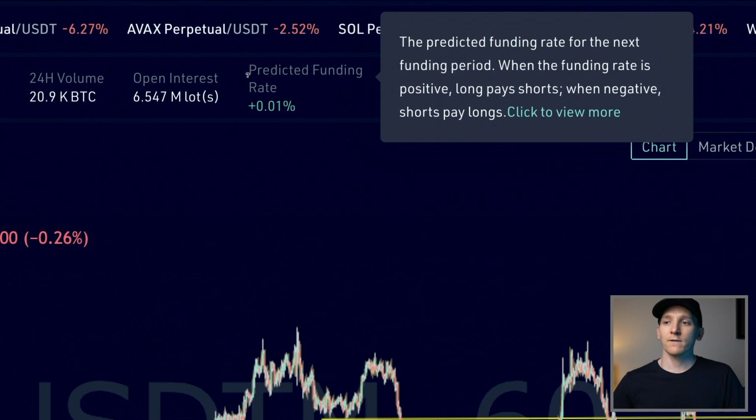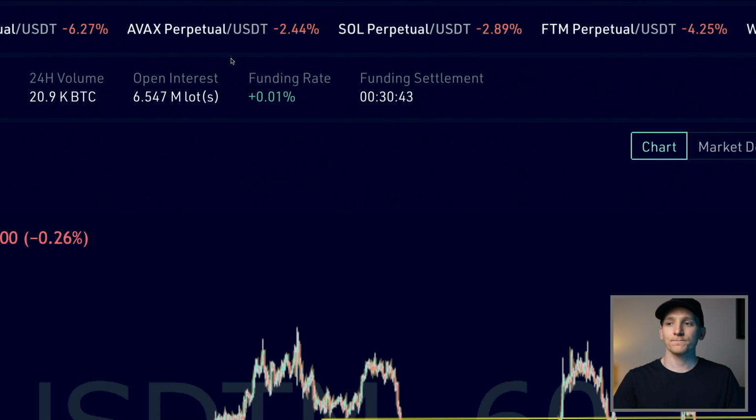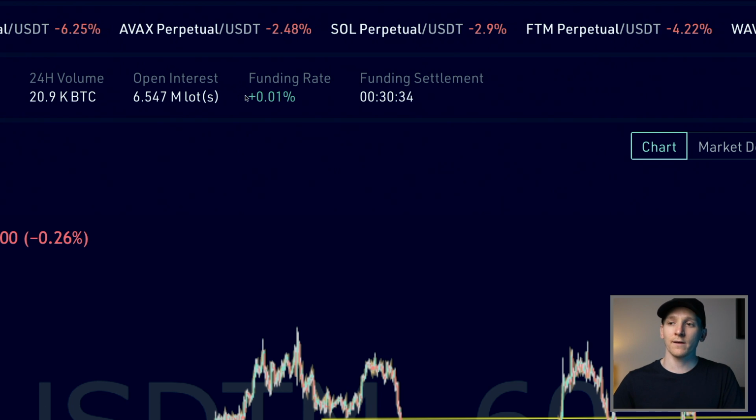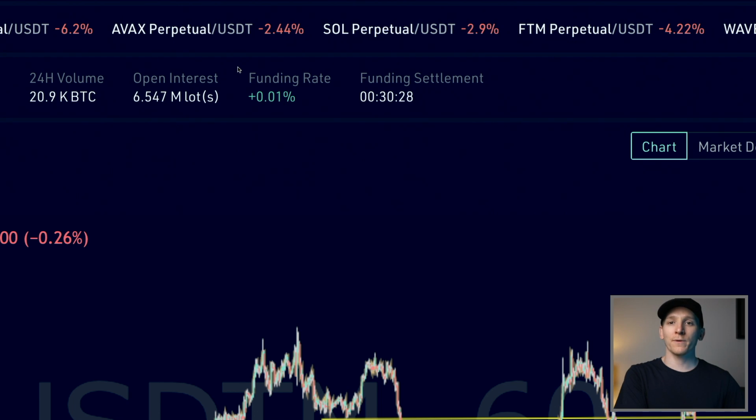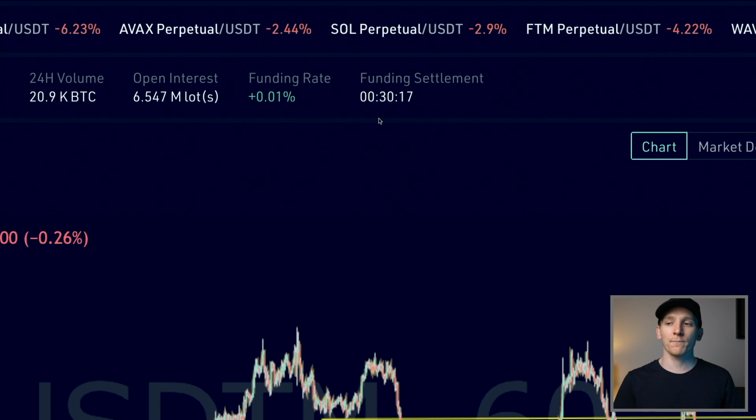So the funding rate is something that gets paid usually every 8 hours or so. On KuCoin, it's every 8 hours. What you have to know really is that if the funding rate is positive, as it is here, you can see this plus, this means that all long positions pay short positions at the next funding. You can see the next funding settlement on the right-hand side is actually in about 30 minutes time. It happens every 8 hours on KuCoin, so there's 3 funding settlements per day.